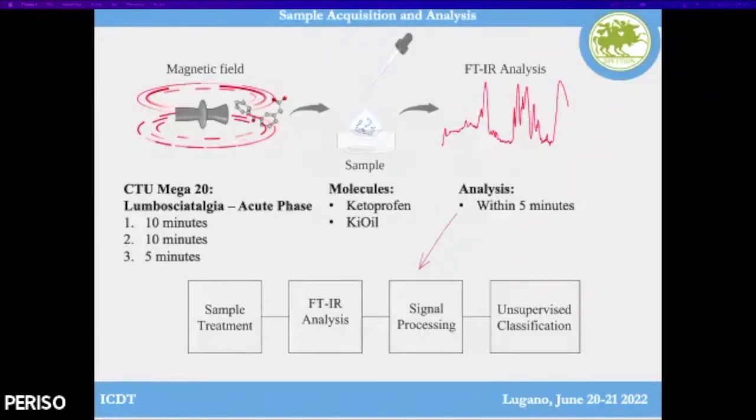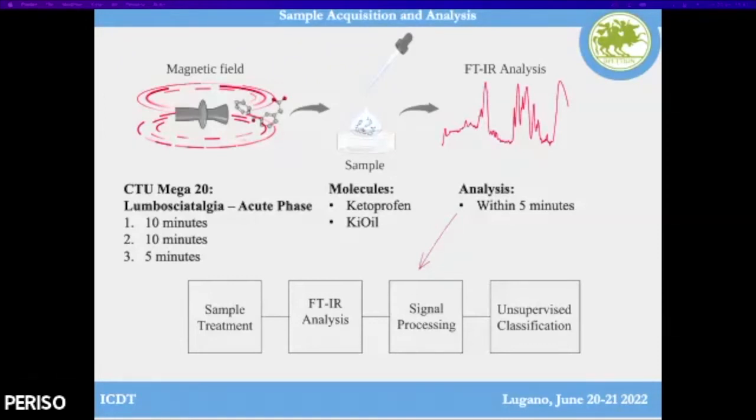Each molecule was exposed to magnetic field for 25 minutes according to a standard procedure. Then the analysis was performed within 5 minutes to avoid the relaxation of the molecule. We used standard, very simple signal processing, and then some machine learning techniques in order to provide useful results that can be easily understood by a wide plethora of different specialties.